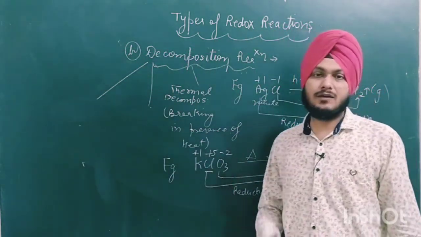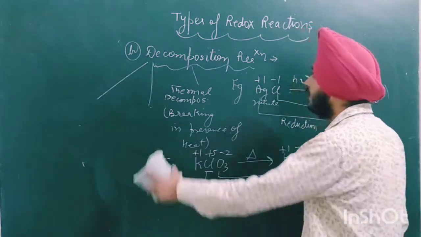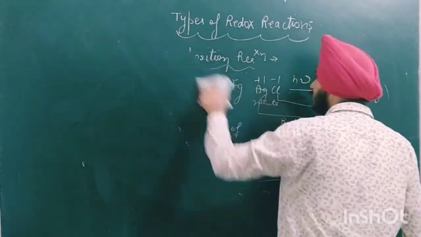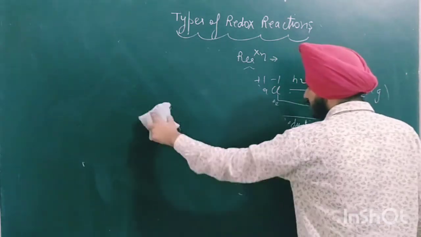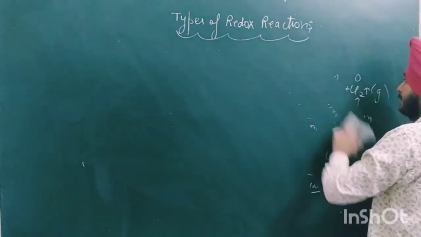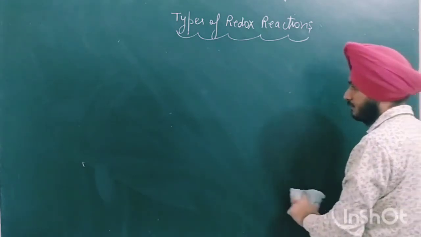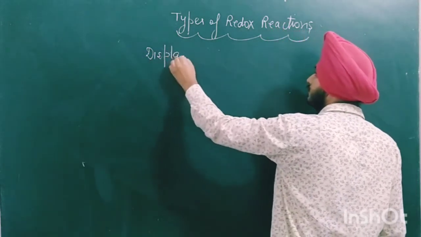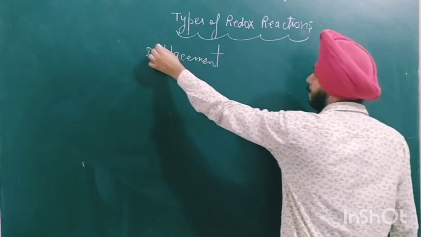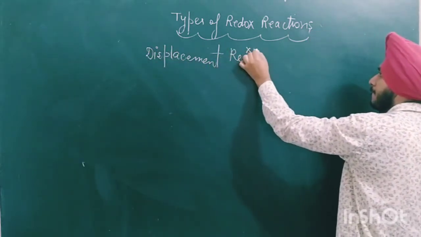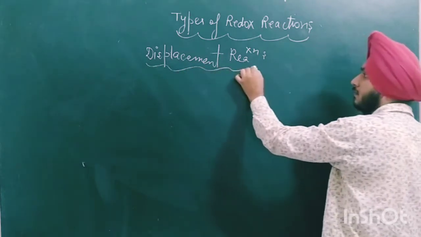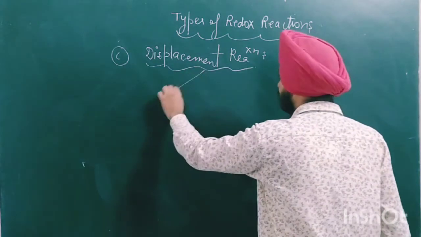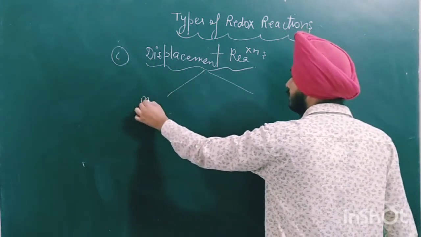Okay, the third type of redox reaction is displacement reaction. Displacement reaction is also of two types. First is metal displacement and the second is non-metal displacement. This is the third type. Now this displacement reaction is of two types: metal displacement and non-metal displacement.